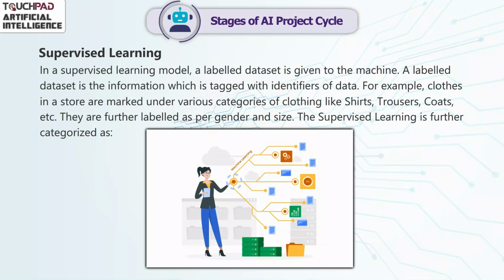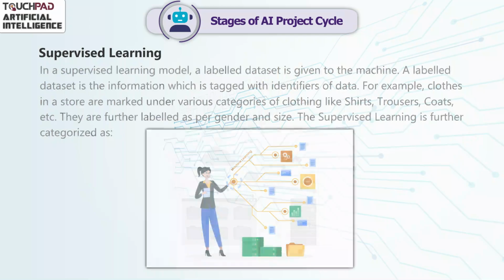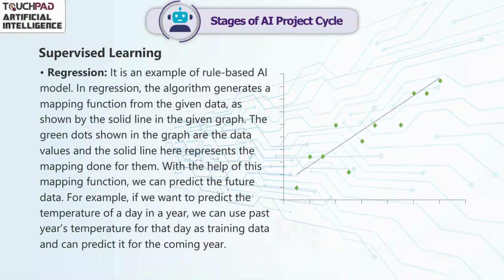The supervised learning is further categorized as regression. It is an example of rule-based AI model. In regression, the algorithm generates a mapping function from the given data, as shown by the solid line in the given graph. The green dots shown in the graph are the data values and the solid line here represents the mapping done for them. With the help of this mapping function, we can predict the future data.